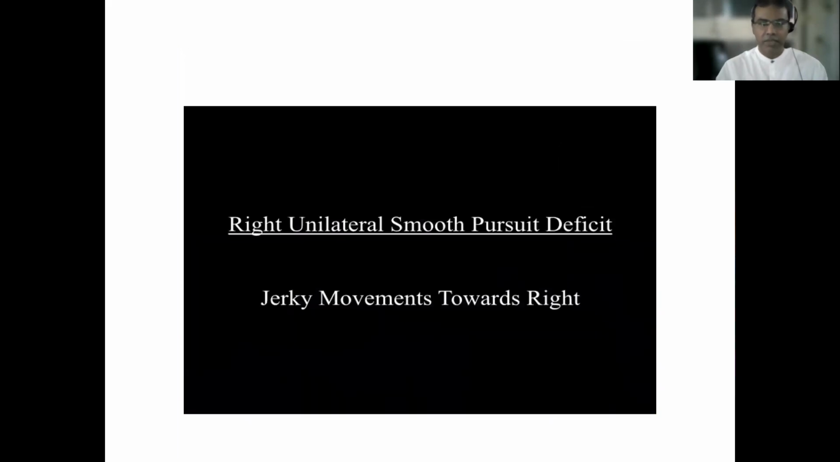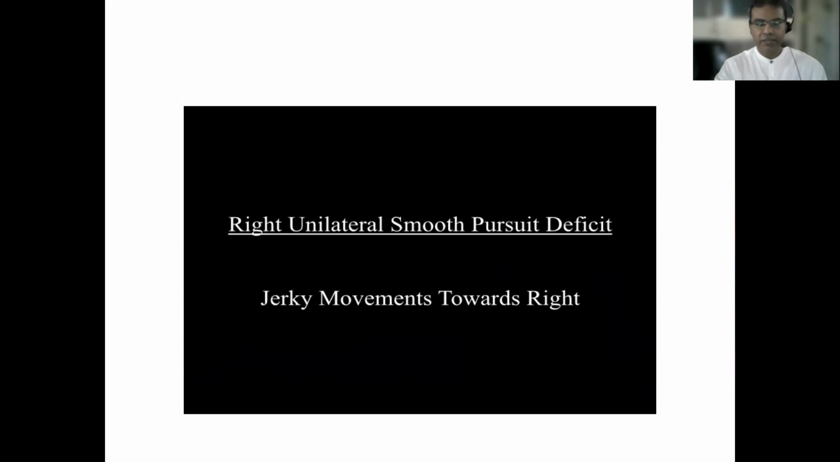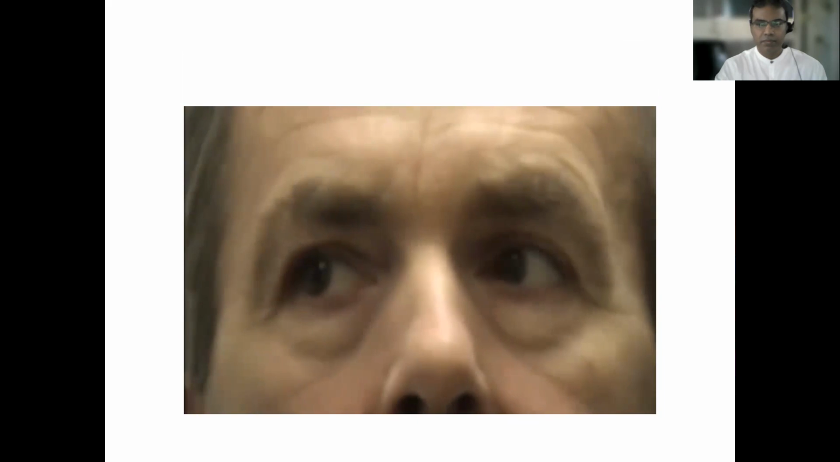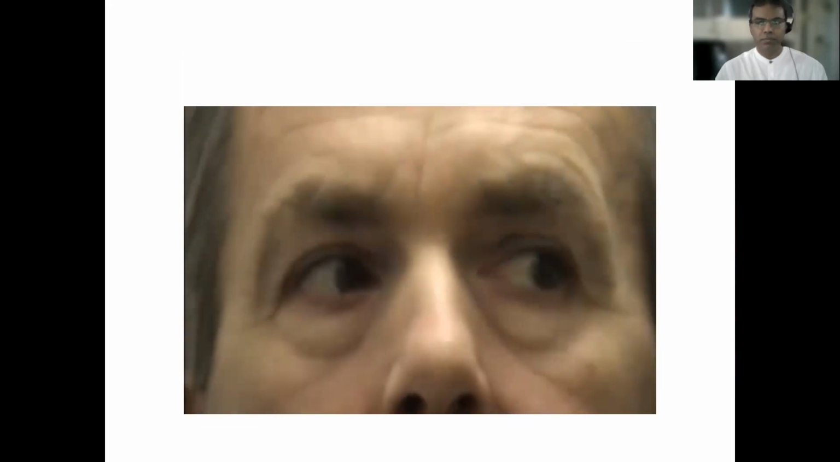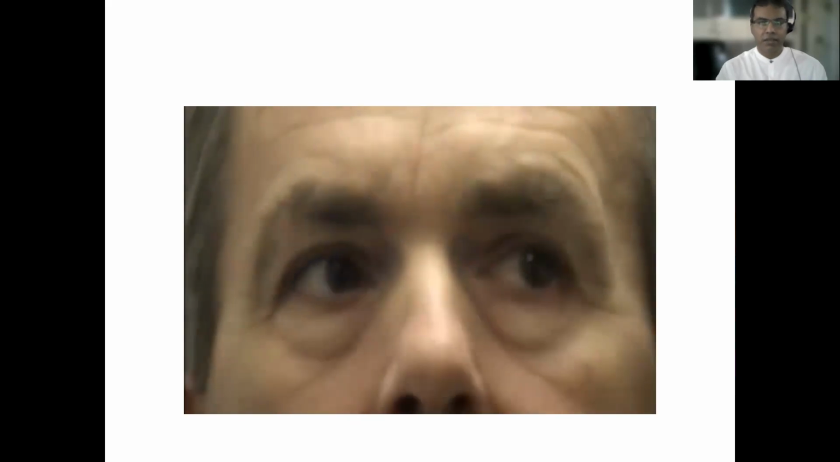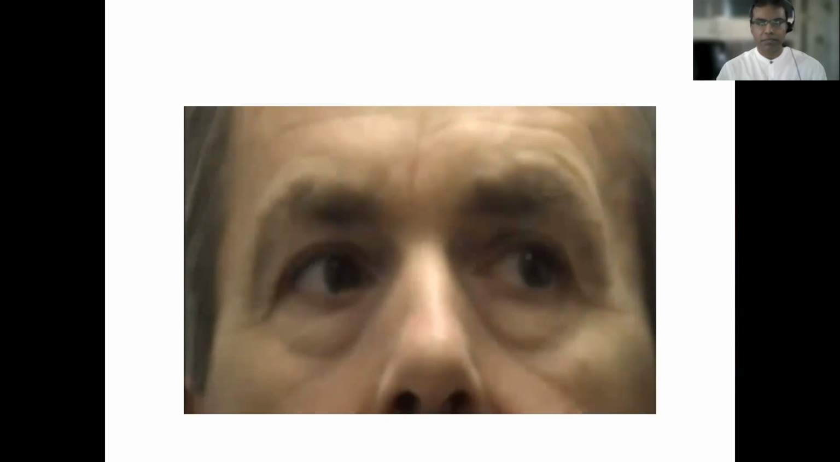Okay, so here's a video showing a smooth pursuit deficit. We look at the patient's eyes. The patient is asked to fix on an object. And as the patient looks towards the right, there are jerky movements. So this is abnormal smooth pursuit. A jerky movement like that signifies an abnormal smooth pursuit and probably a central pathology.